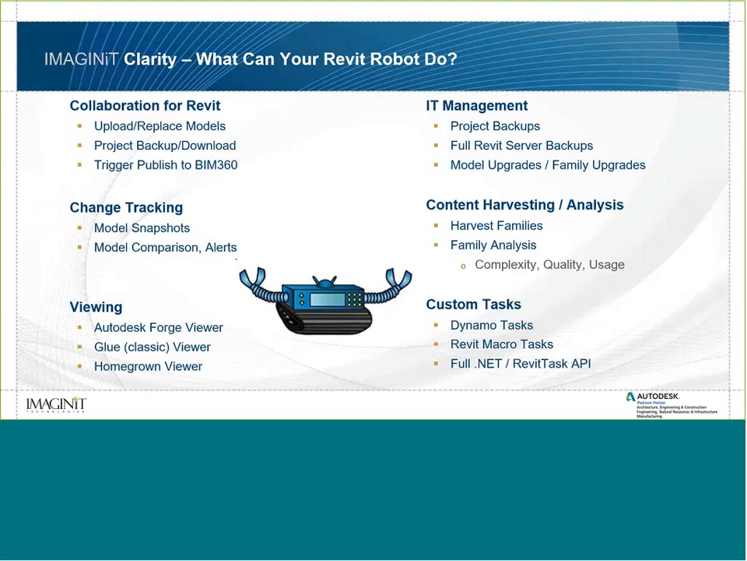Different types of viewers that we have for seeing the model inside your Clarity web portal. Server project backups, family upgrades, bulk family upgrading, bulk model upgrading, analyzing your content library to see what families are actually being used, how complex are they, how large are the families, how many nested components do they have, how many projects are using that family, how many models are using that family, how many instances are being used.